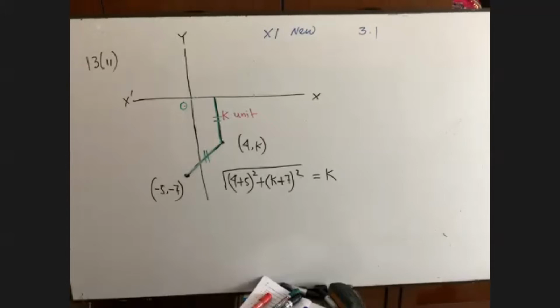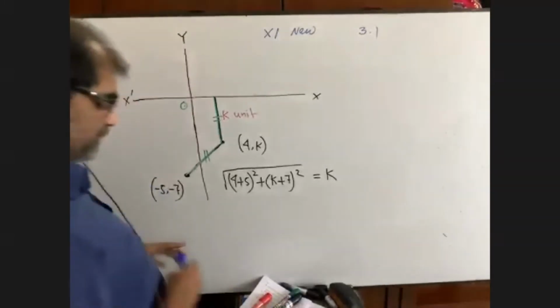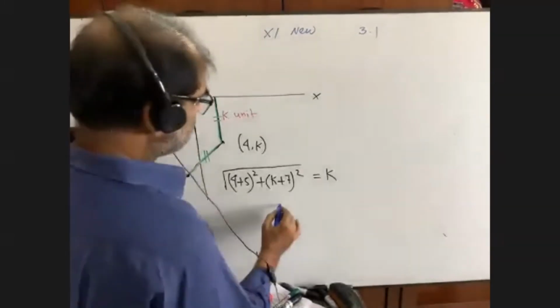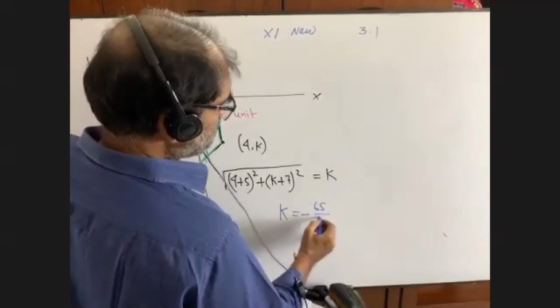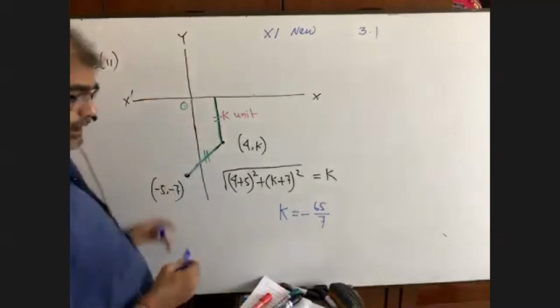Sir, yes, -65/7. -65 by 7. Sajida, good Sajida, you are absolutely right. The value of K is -65 by 7. I think all of you have done it.